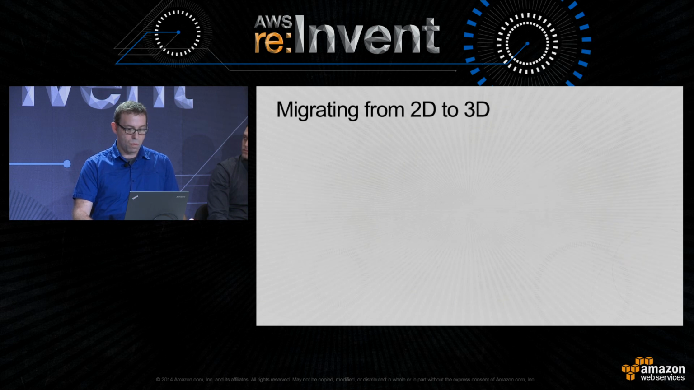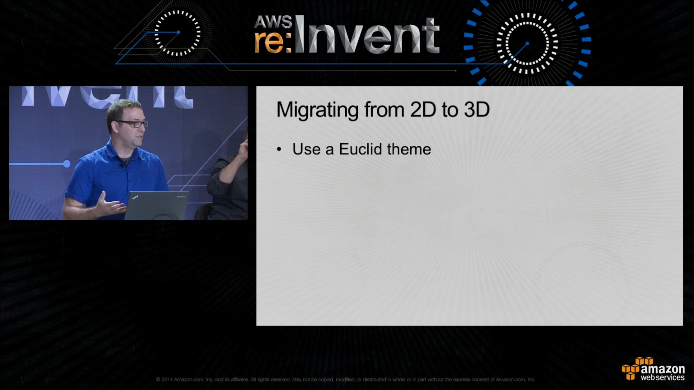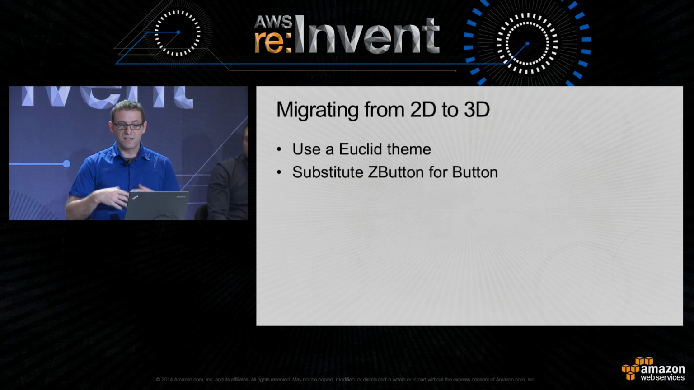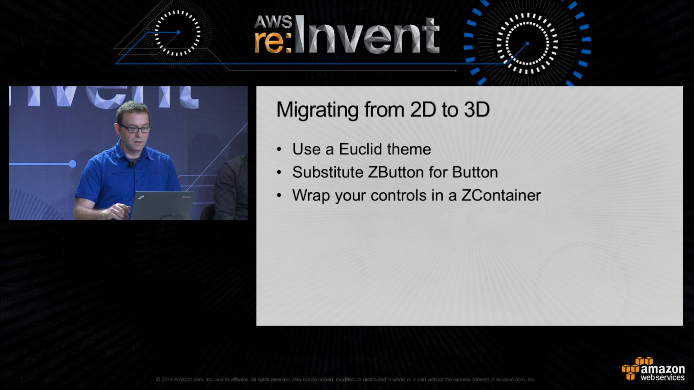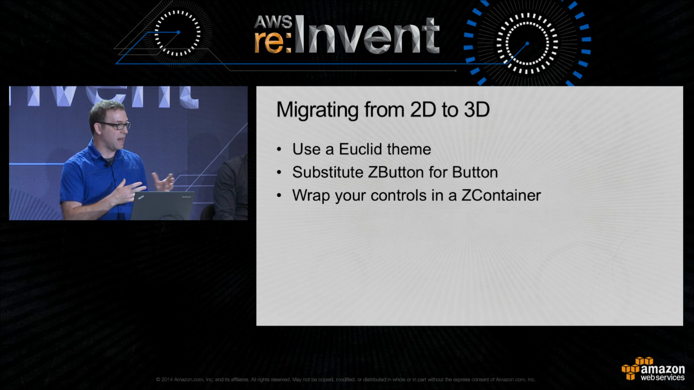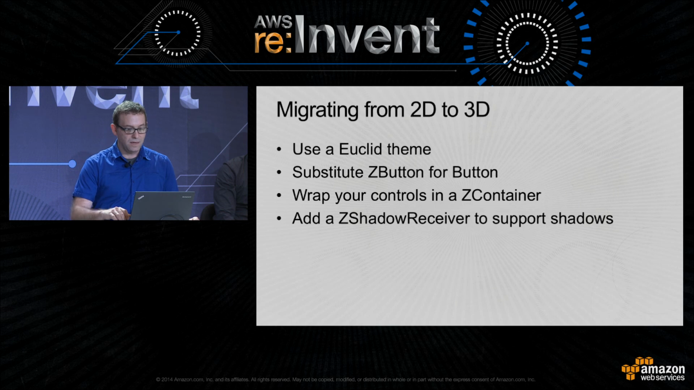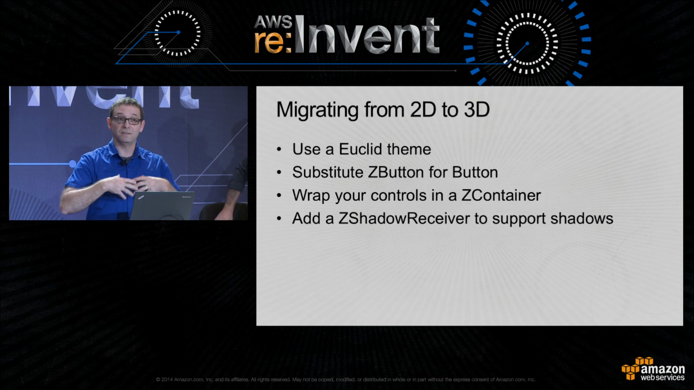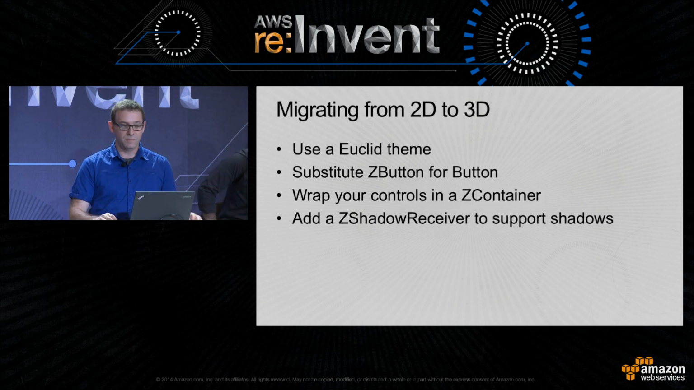So in order to use Euclid, just from a high level, the first step is simply to use the theme. You're going to want to substitute the Euclid equivalents for the standard Android controls. So for instance, a Z button for a button, just as an example. You're going to want to wrap all of your controls in one of those Z containers, which is the thing that actually adds depth and allows you to place those controls on the Z axis. And optionally, you can also provide a Z shadow receiver object at the root of your layout. So all of those 3D controls can actually cast a shadow onto this receiver to be displayed.